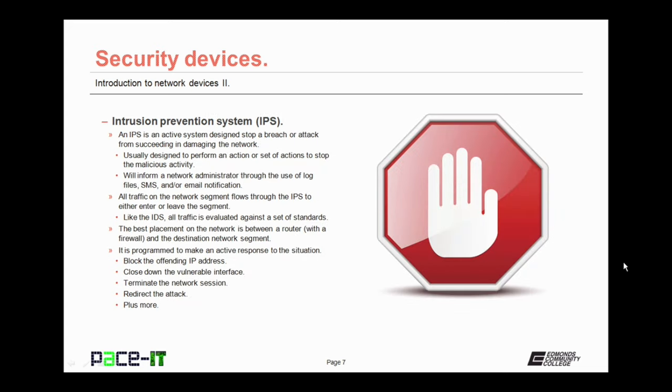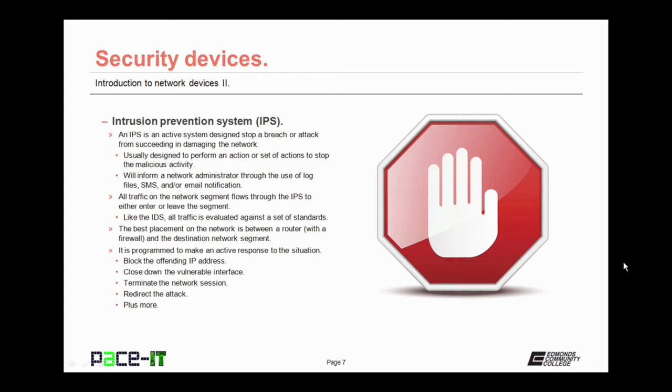More potent than the intrusion detection system is the intrusion prevention system, the IPS. An IPS is an active system designed to stop a breach or attack from succeeding in damaging the network. They're usually designed to perform an action or set of actions to stop the malicious activity. They will also inform a network administrator through the use of log files, SMS text messaging, and or through email notification. For an IPS to work, all traffic on the network segment needs to flow through the IPS as it enters and leaves the network segment.